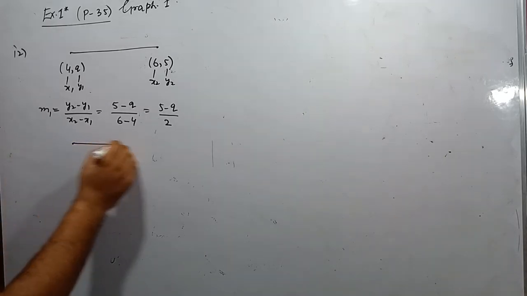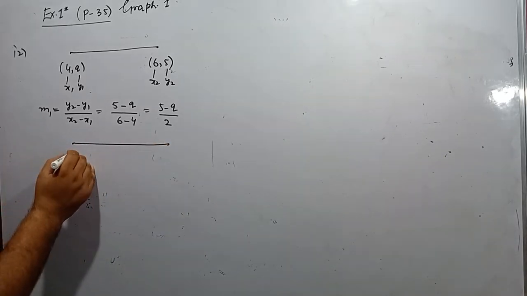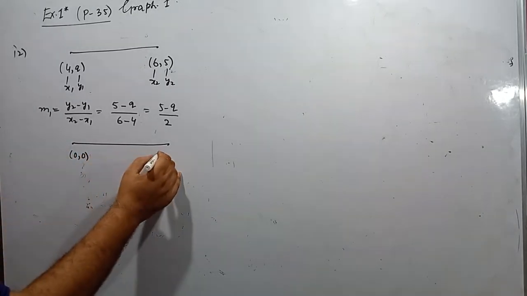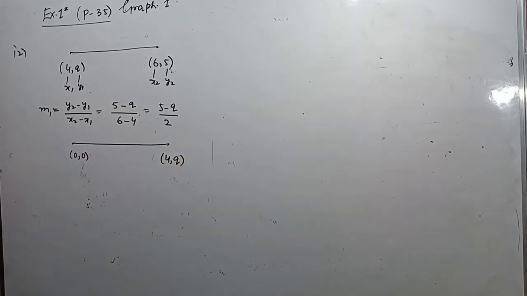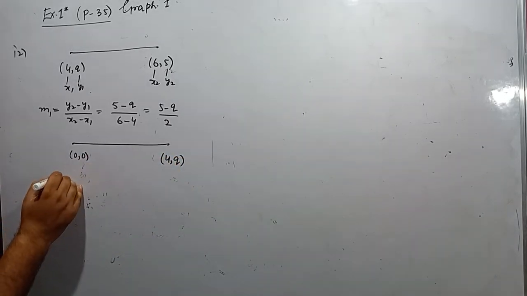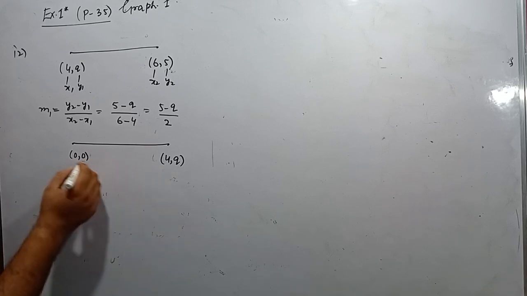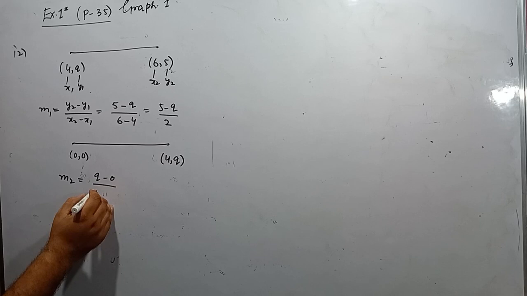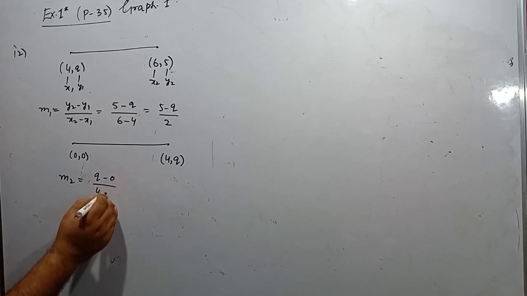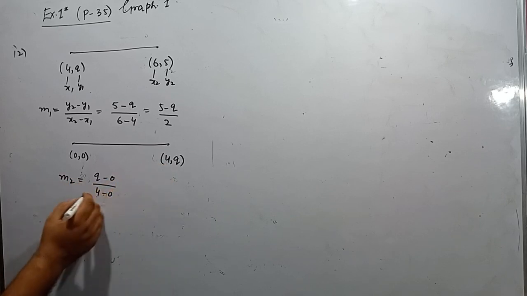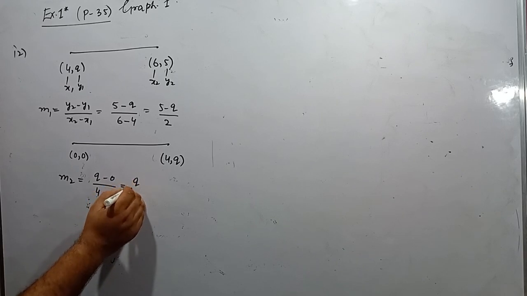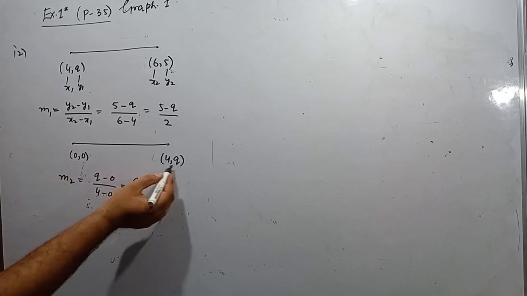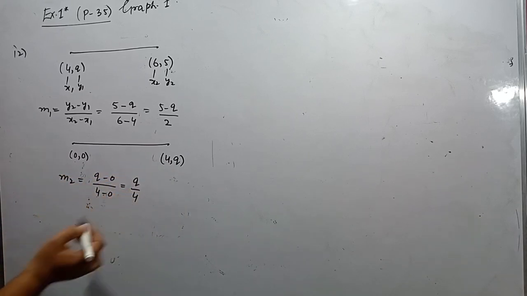The second one, you can see here the points are 0, 0. First point is 0, 0 and the second point is 4, q. Now you can see here how to find the gradient m2. That's y2 minus y1. That is y2 is q minus 0, then x2 is 4 minus 0. So that is equal to q divided by 4. You can see here this is x1, this is y1, this is x2, this is y2. Here the gradient is q by 4.